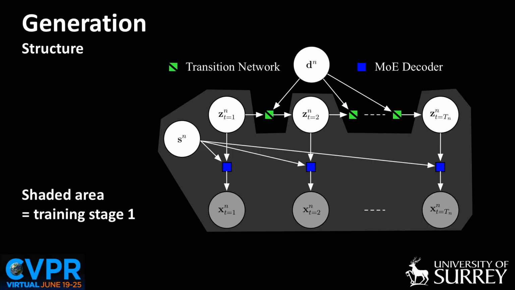VDSM is generative and can be broken down into its generative and inference models. In generation mode, one can begin by sampling a motion Dn and an initial pose Zn1. Dn is used to drive a transition network which determines how this pose evolves over time. An ID is sampled from Sn, and the information is combined to produce video frames. Note that the grey shaded area represents the components which are trained in training stage 1.